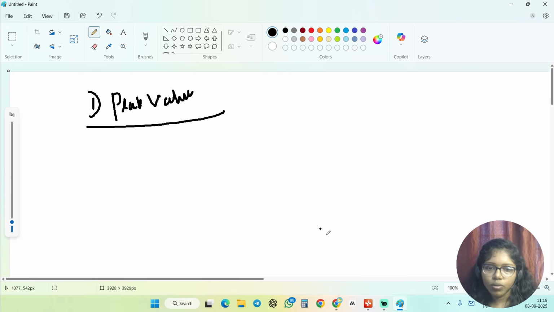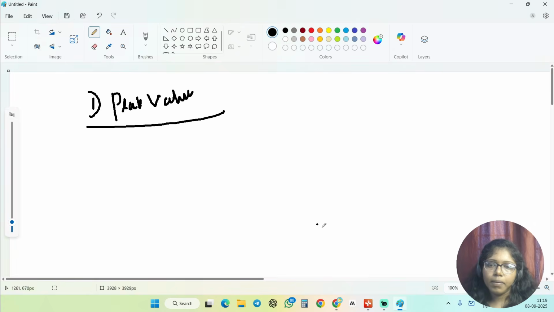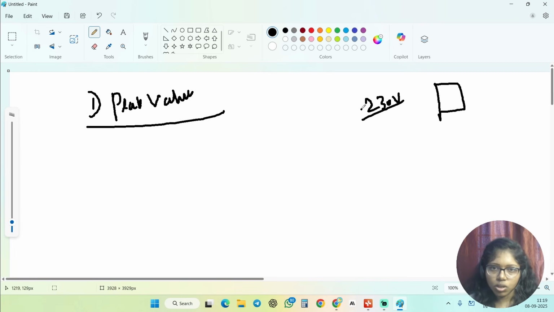Okay, what is meant by peak value? So we will discuss that. The peak value is the maximum value of the waveform. For example, you already know that the alternating current coming to your home is 230 volts. But in some cases, if it accidentally provides 330 volts, what will happen? Your electrical appliance is not going to work. So this value is called the peak value.